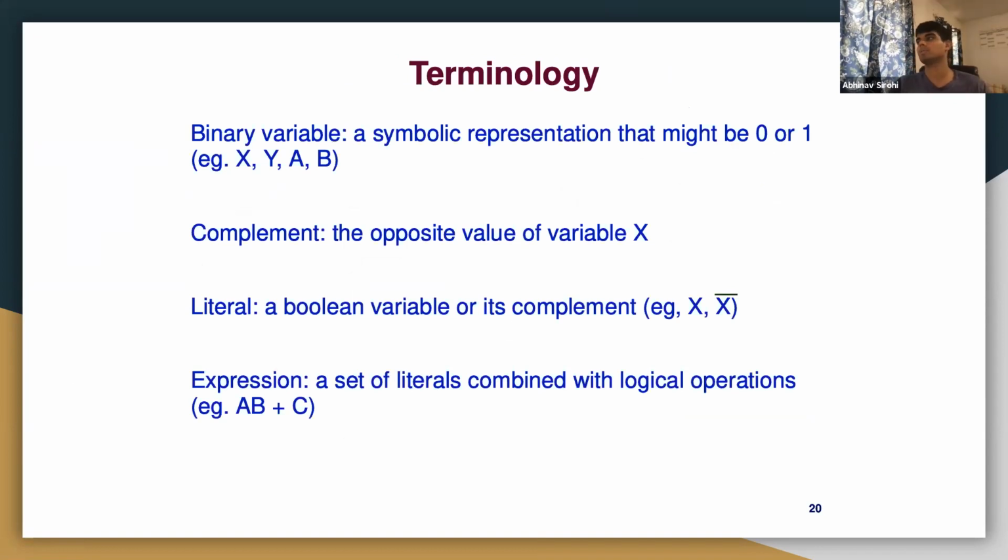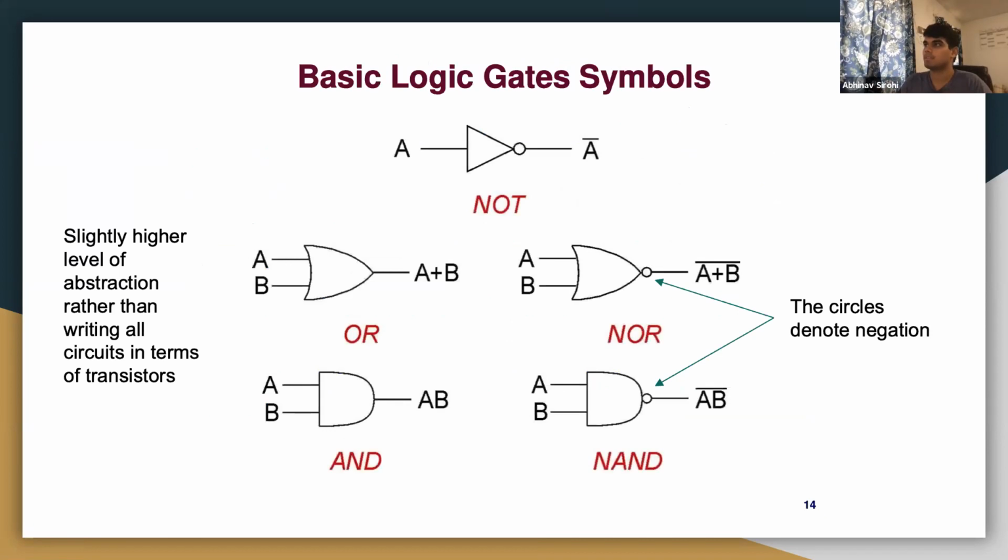And so from there, we could kind of abstract those circuits out. Instead of writing all our circuits in terms of transistors, which just looks kind of messy and would be time consuming, we could instead just write them as these symbols here. So in the case of a NOT gate, we have this symbol. In the case of an OR gate, it's this. This is a NOR gate, this is an AND gate, and this is a NAND gate.